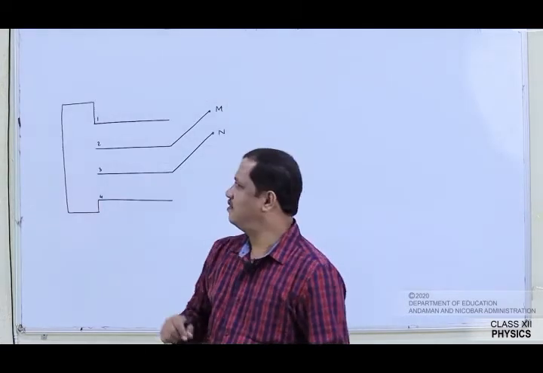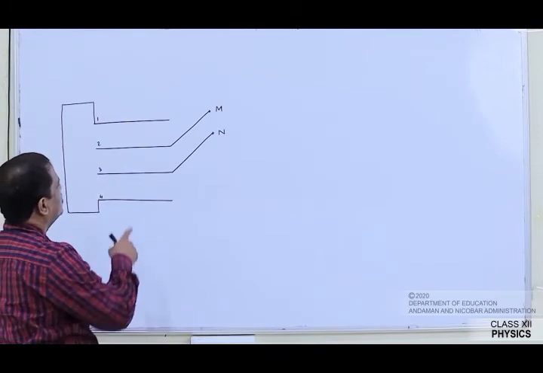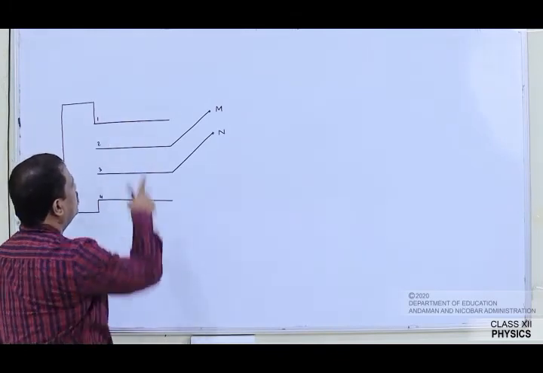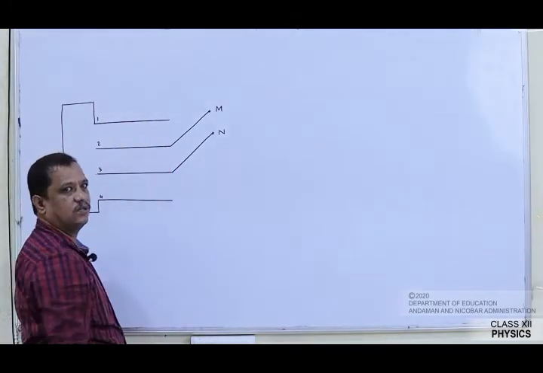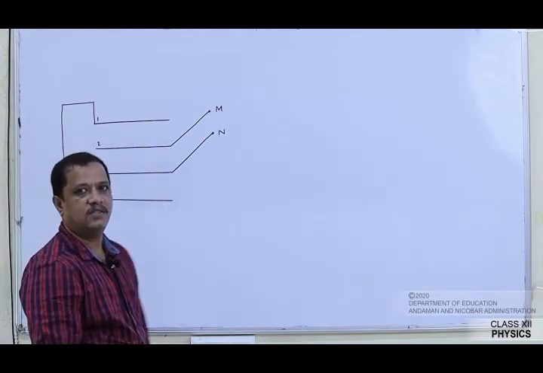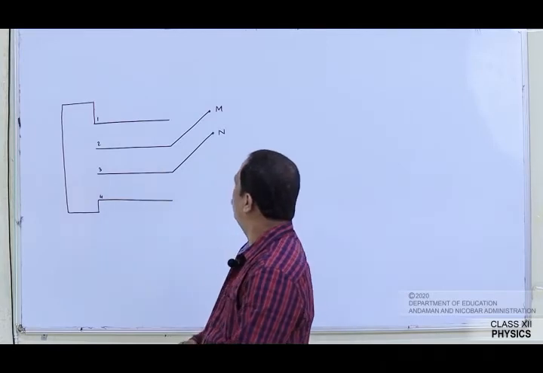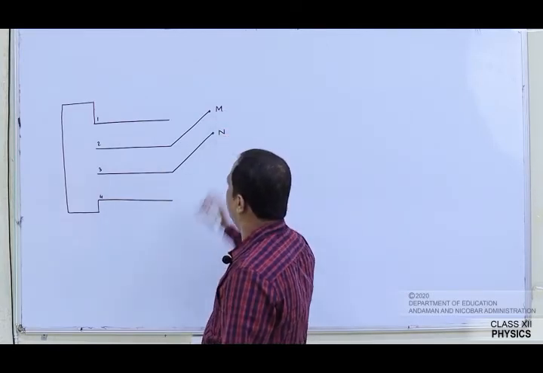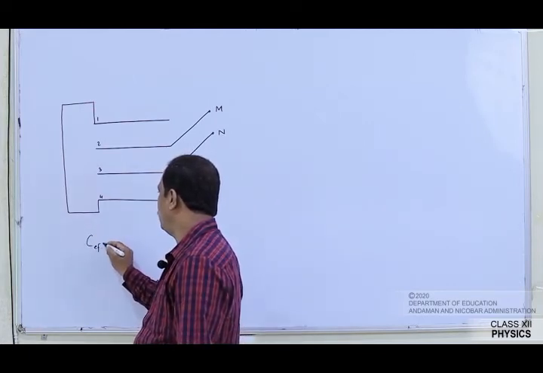The next problem is, I have already drawn the figure. So here I have a set of 4 plates, 1, 2, 3, 4. Each plate has an area of A. The separation between 2 consecutive plates is D. The space in between any of the 2 plates in the combination is filled with free space. Now I have to calculate the effective capacitance between the terminals M and N. I have to calculate C effective.